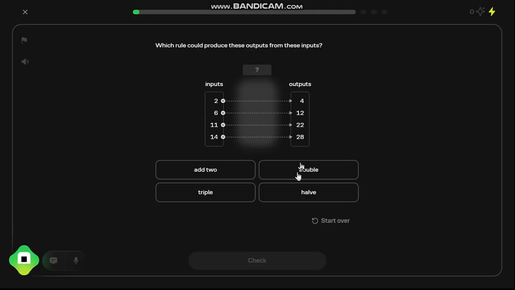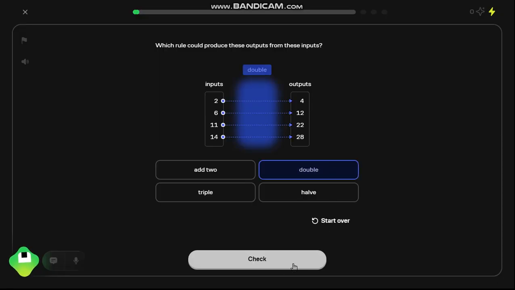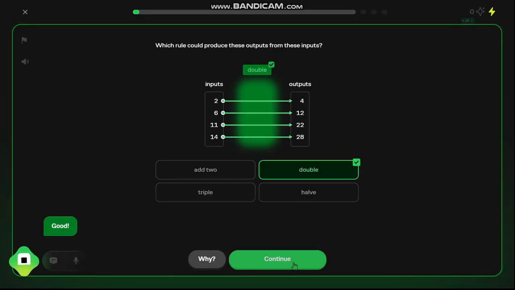Add 2, double, triple, or half. So I'll start with add 2. 2 add 2 equals 4, that's correct. 6 add 2 equals 12, that's not. So let's go to the second one. Double: 2 times 2 equals 4. 6 times 2 equals 12, yeah. 11 times 2 equals 22, yeah. And 14 times 2 equals 18. So double is the correct answer. Good.